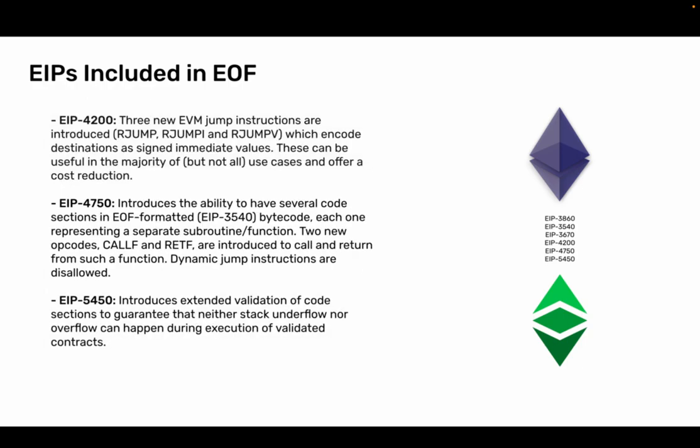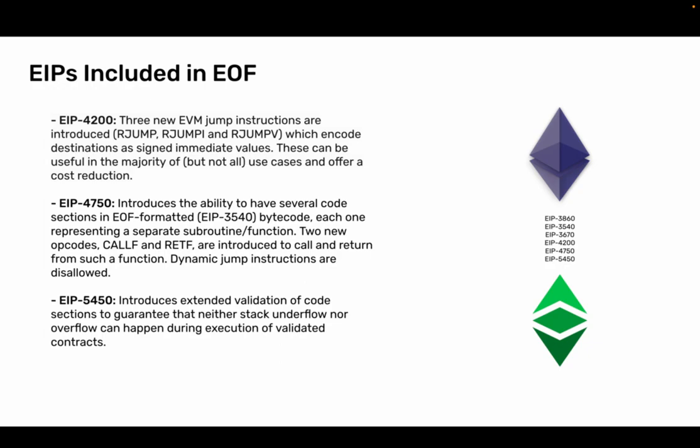EIP 4200. 3 new EVM jump instructions are introduced: rjump, rjumpi, and rjumpv, which encode destinations as signed immediate values. These can be useful in the majority of, but not all, use cases and offer a cost reduction.